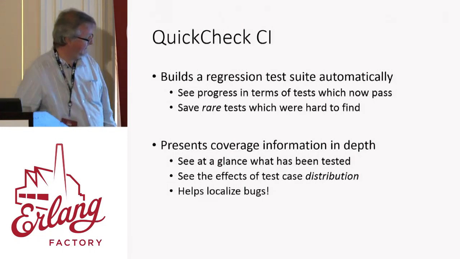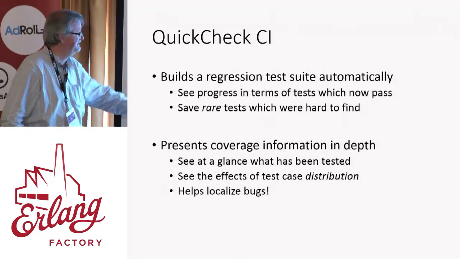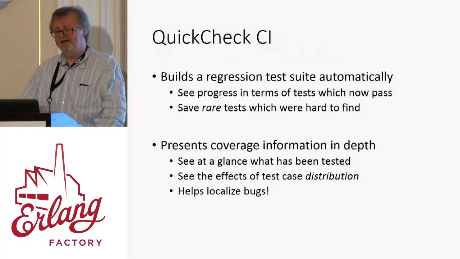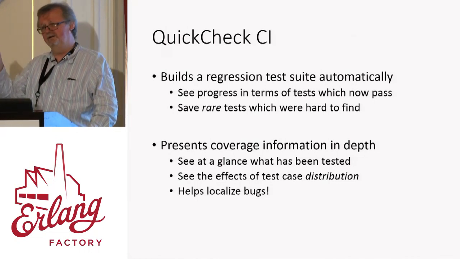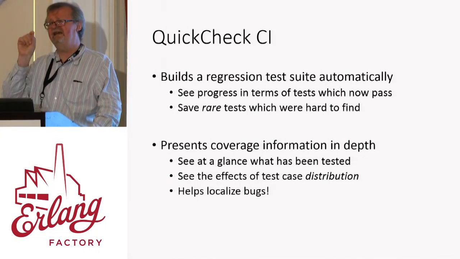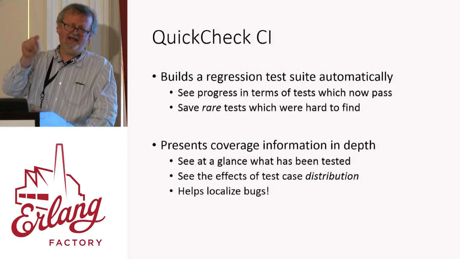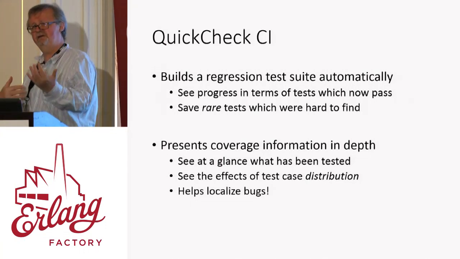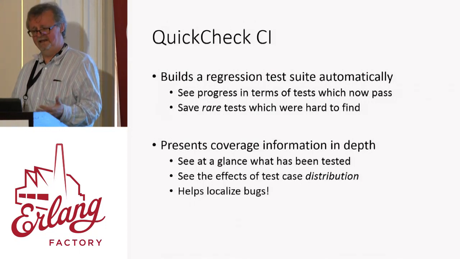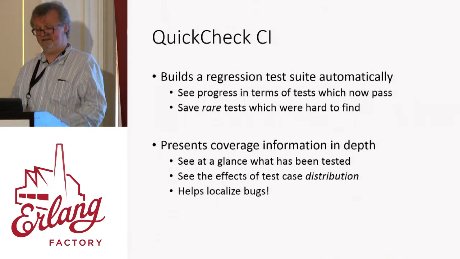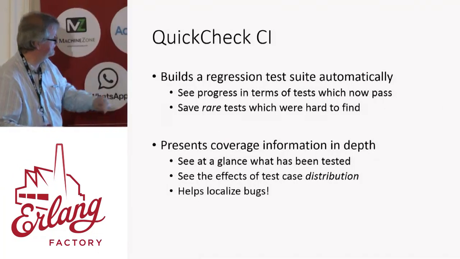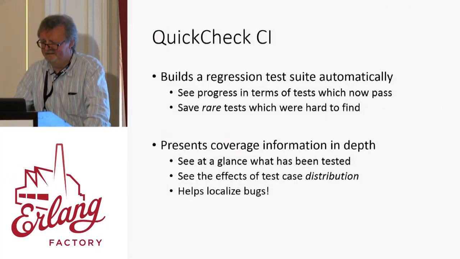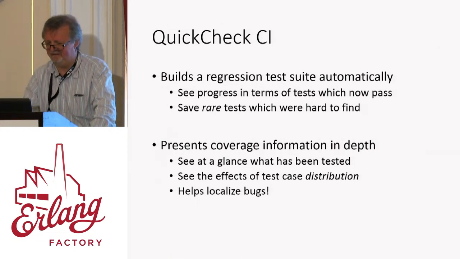And the other nice thing is that you get this coverage information in a lot of depth. You can see at a glance what you have tested. Because of this shading that we use, you can also see what you tested heavily and what you tested lightly. And since a part of using QuickCheck is tuning your test case distribution so that you test all your code well, that's very useful information for doing that tuning. And finally, as I showed you, coverage actually can help you find bugs. It's not just for producing a percentage to tell your manager.